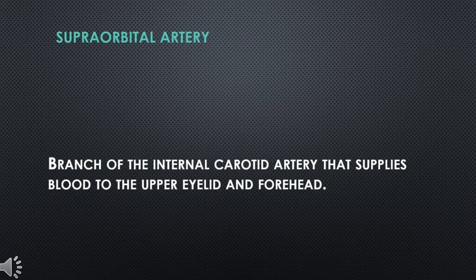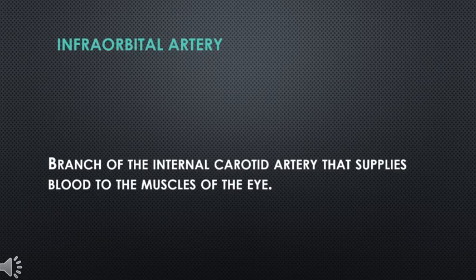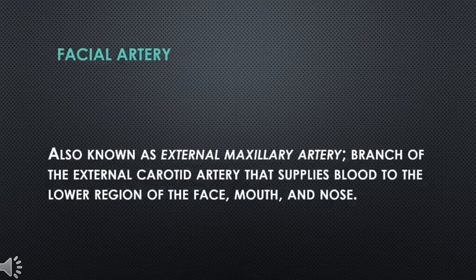Supraorbital artery. Branch of the internal carotid artery that supplies blood to the upper eyelid and forehead. Infraorbital artery. Branch of the internal carotid artery that supplies blood to the muscles of the eye. Facial artery. Also known as external maxillary artery, branch of the external carotid artery that supplies blood to the lower region of the face, mouth, and nose.